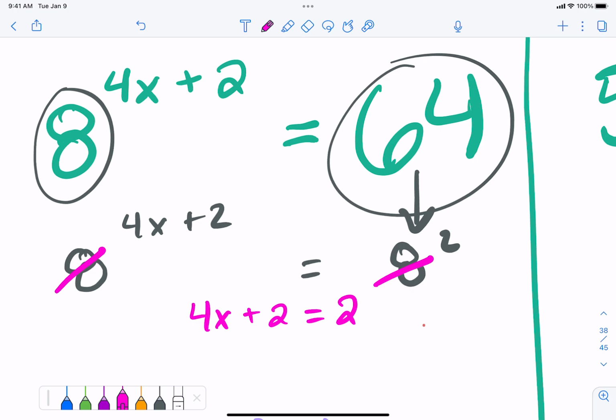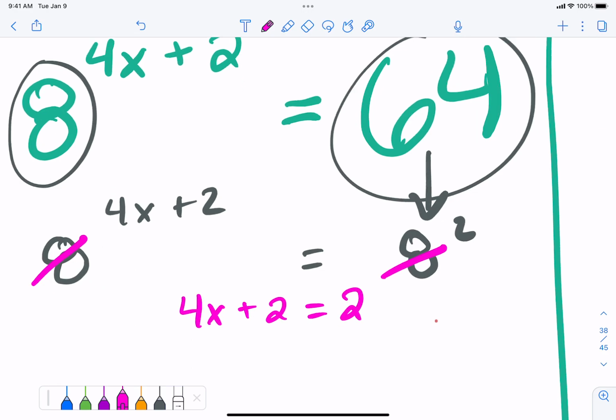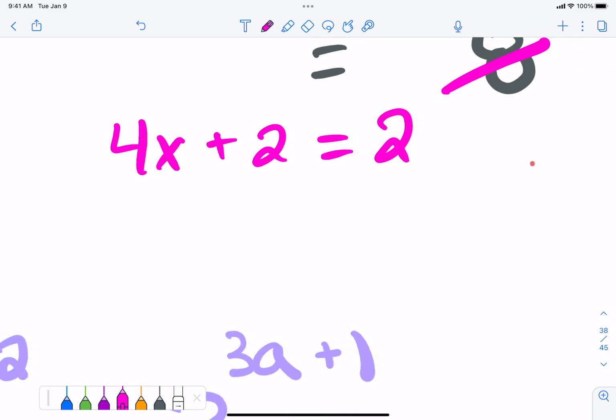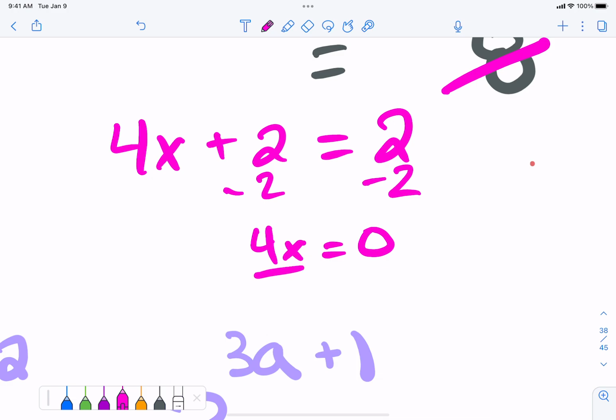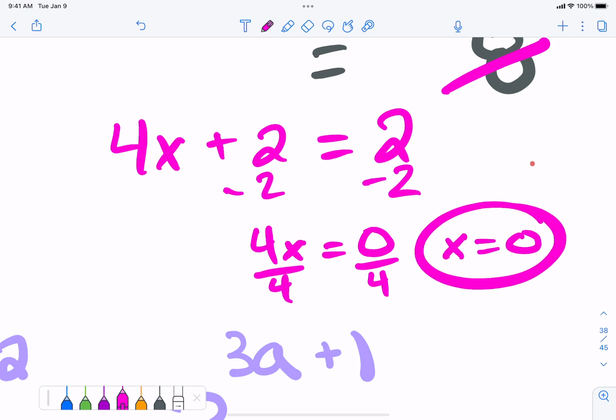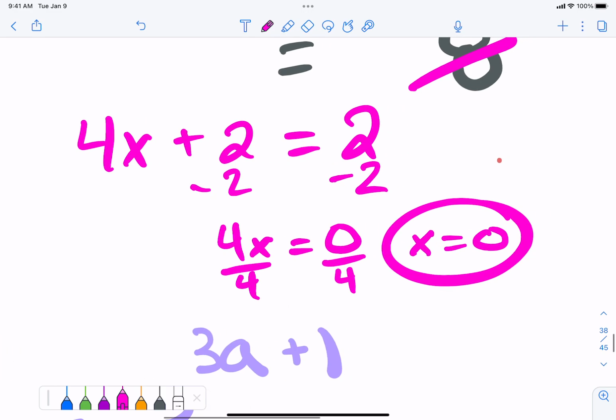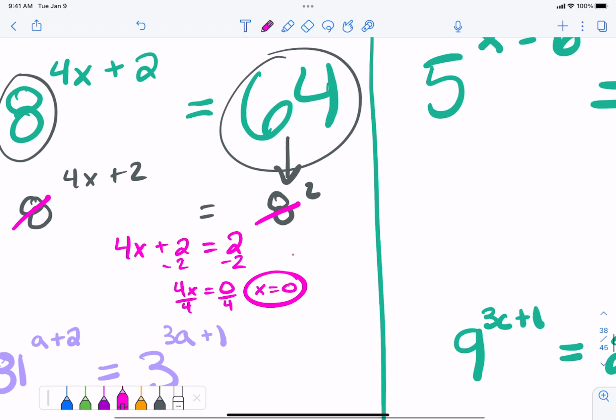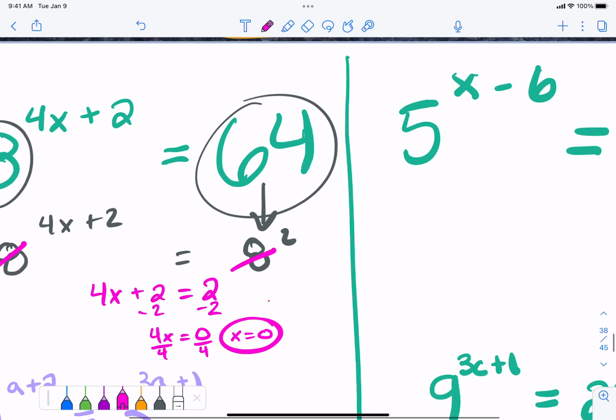4x plus 2. Okay. Minus 2. All right, I've got a lot more examples of this one. If you subtract the 2 over, you get 4x equals 0, and then you divide by 4. What's 0 divided by 4? 0. So x equals 0. Well, Gordy's grown up. Yeah, that's the answer. He understands math now. Okay, got it?